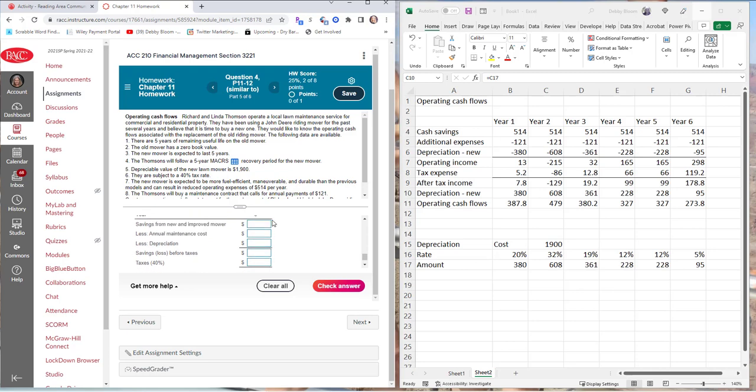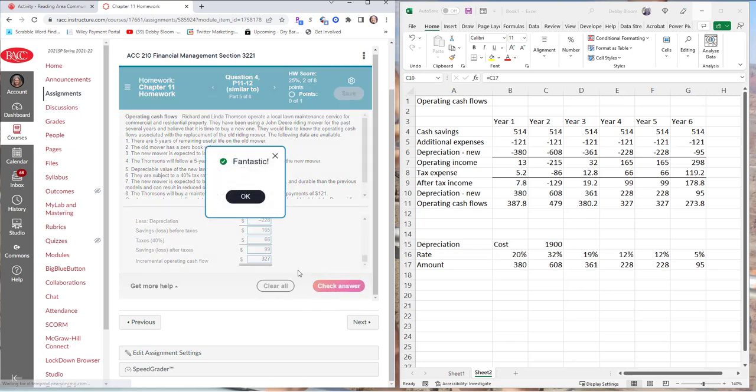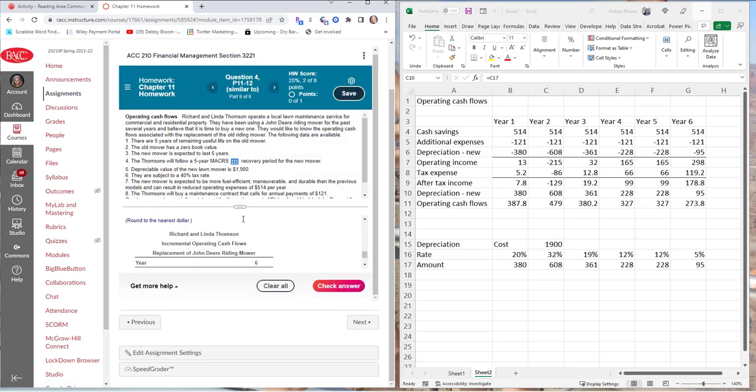Year 5, we're almost there. 514, negative 121, negative 228. So we have 165. I'm just copying the numbers, savings before taxes. We have 66 for our taxes. $99 is our savings after taxes. Add back our depreciation of 228. We're going to have $327 of incremental operating cash flows.